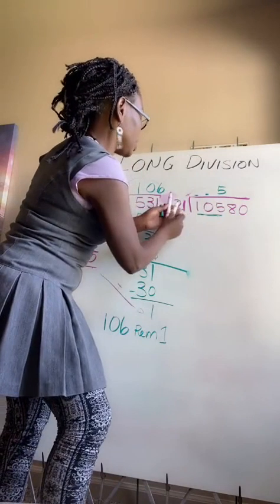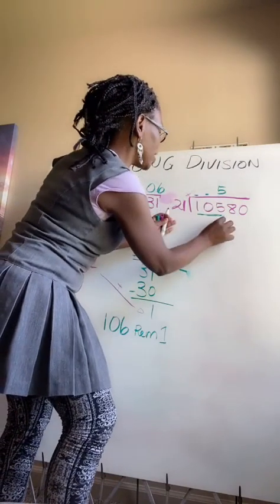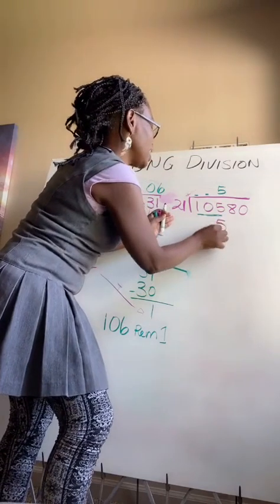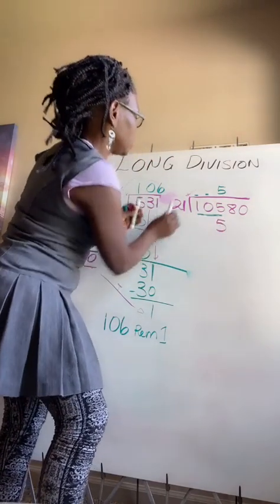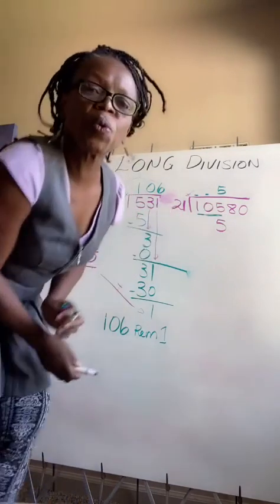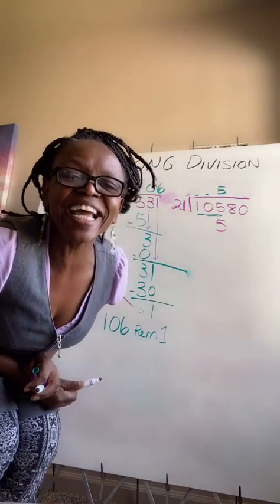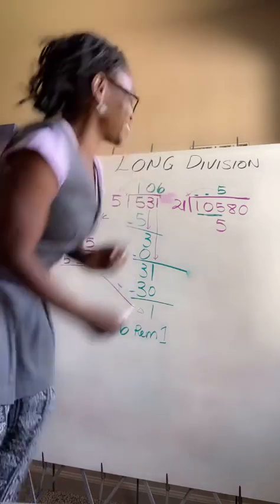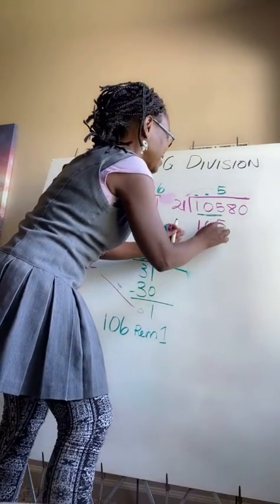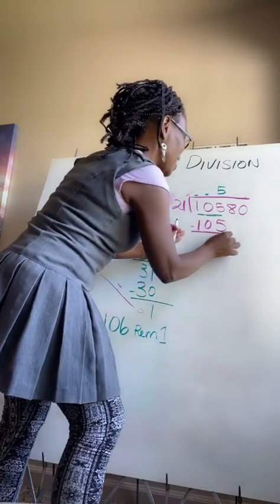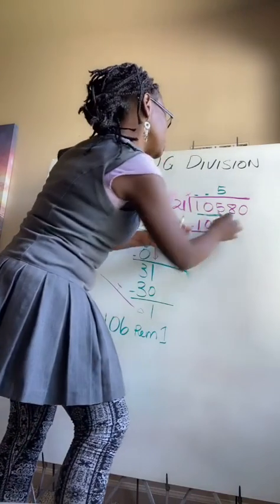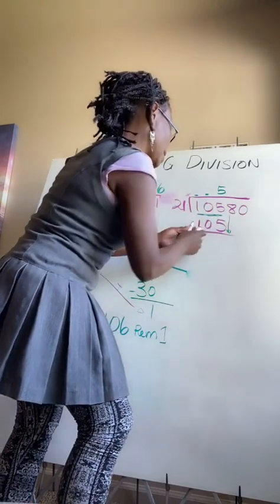5 times 1. Yeah, somebody has 5. And 5 times 2 is 10. Okay, everybody got 10 on this one. All right. Now, we are going to bring down the 8.